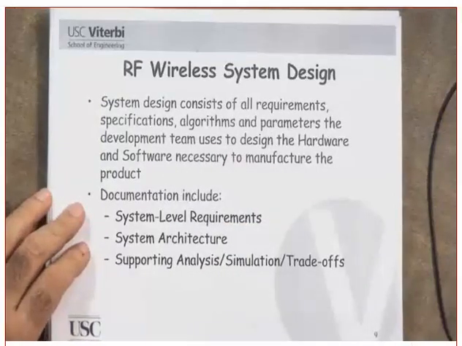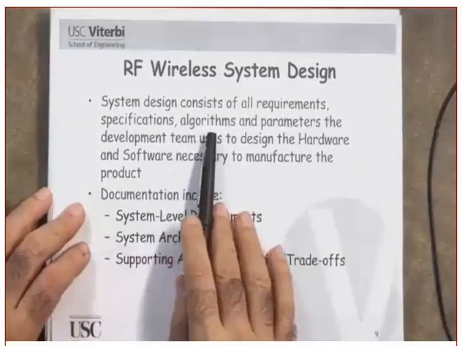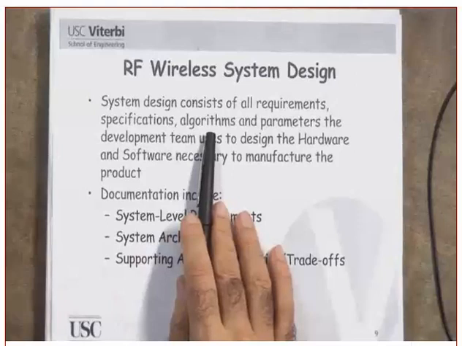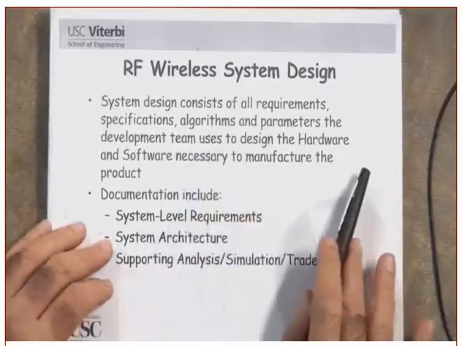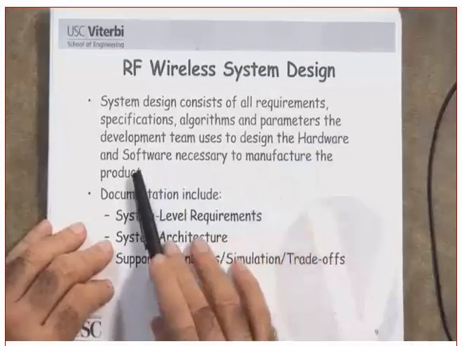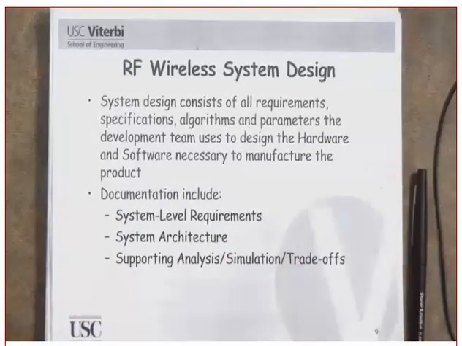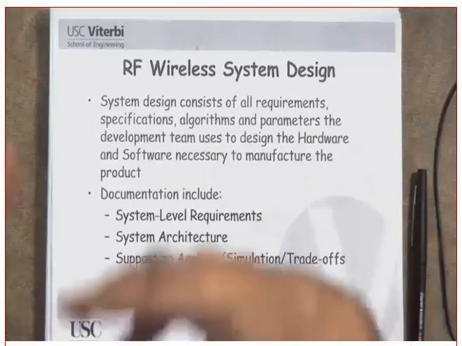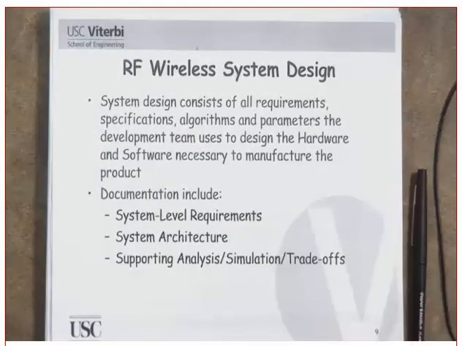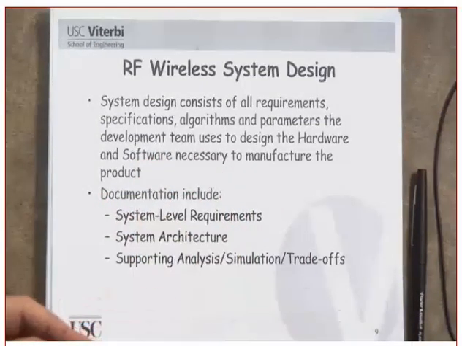Power amplifier, for example: amplification, power gain is such and such. Frequency of operation is such and such. These are called specifications. Algorithms, what you are going to be doing, for example modulation or demodulation, all of these are algorithms and parameters that the development team uses to design both the hardware and the software. In any company, by the way, you will see RF engineers, systems engineers, software engineers, they work together as a group. It does not mean that each one knows exactly what the other one is doing, but they need to have some overall picture clear in their mind so that they can integrate their efforts.